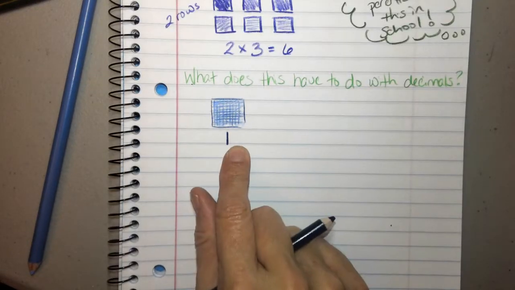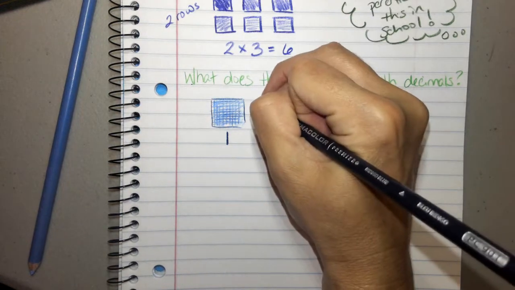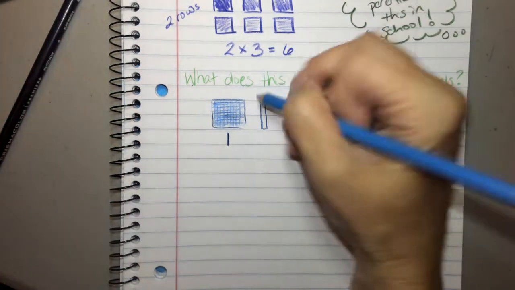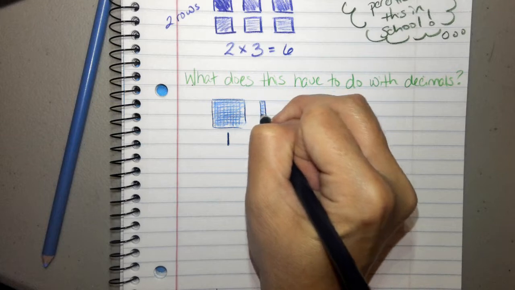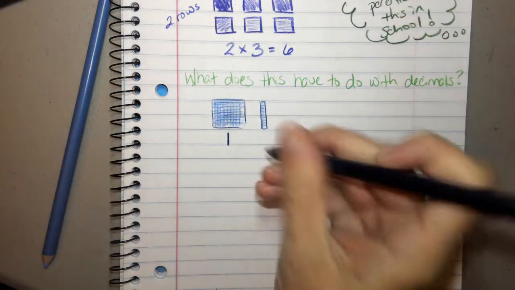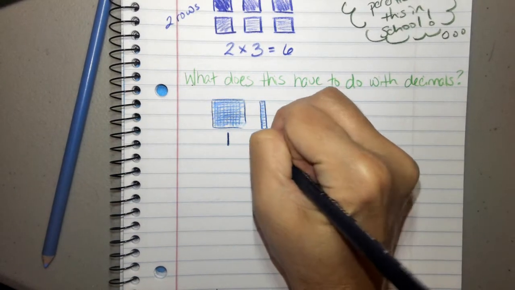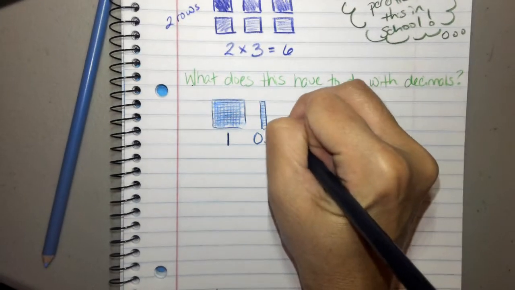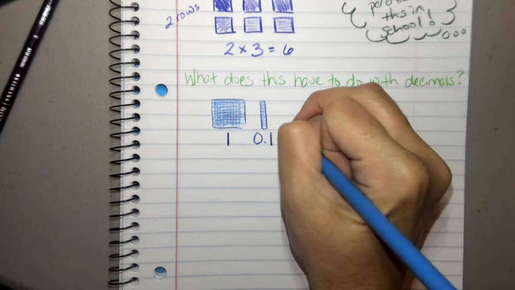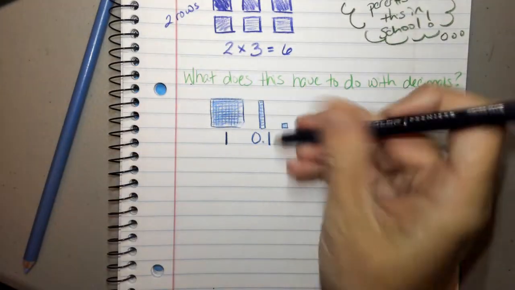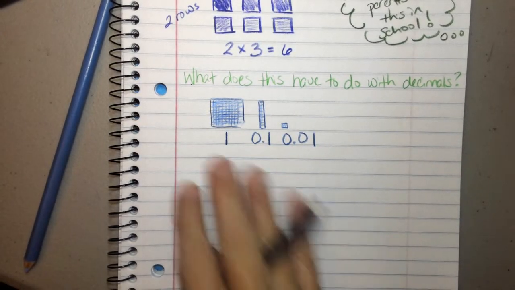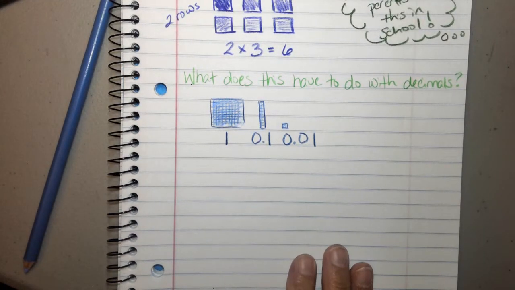Okay, so if this is 1, then that rod base 10 block that looks something like this, okay, we agreed that that was worth 1/10. Okay, and then that meant that this little tiny cube, the unit, was worth 1/100th. Okay, so we have to agree that all of this is true.